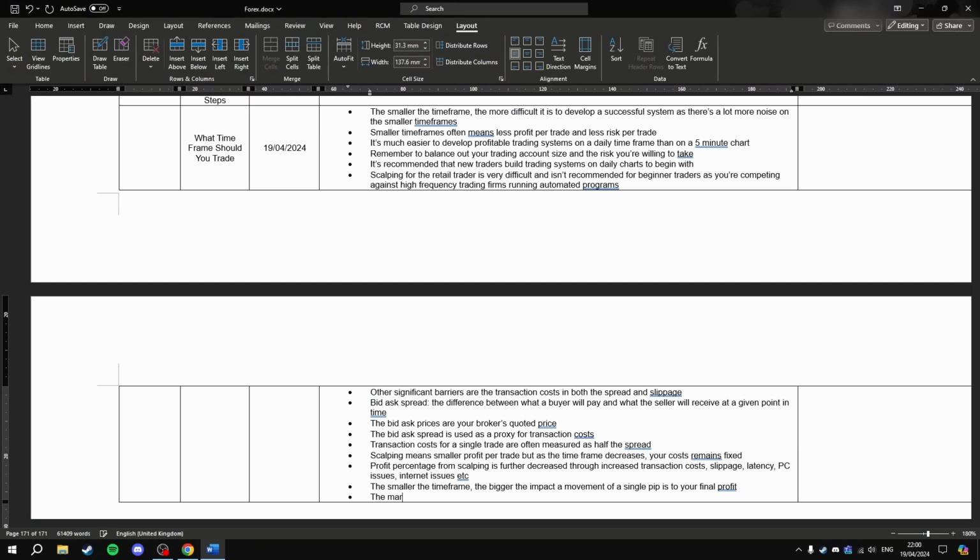The margin for error is tiny in scalping compared to larger time frames.